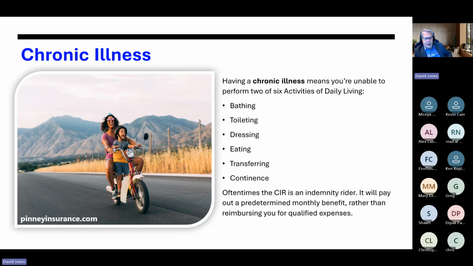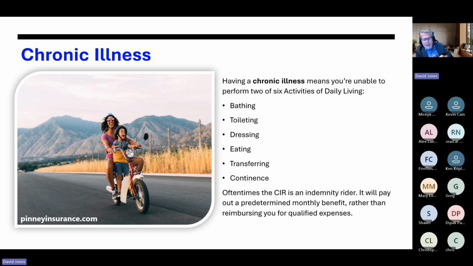Chronic illness rider. Having a chronic illness means that you are unable to perform 2 of the 6 ADLs, the activities of daily living: bathing, toileting, dressing, eating, transferring, continence. That's pretty standard stuff across the board with all the carriers. And the great thing about this is it can be used again if somebody is in need of money to take care of obviously some health issues and the bills that pile up when you are in that situation.